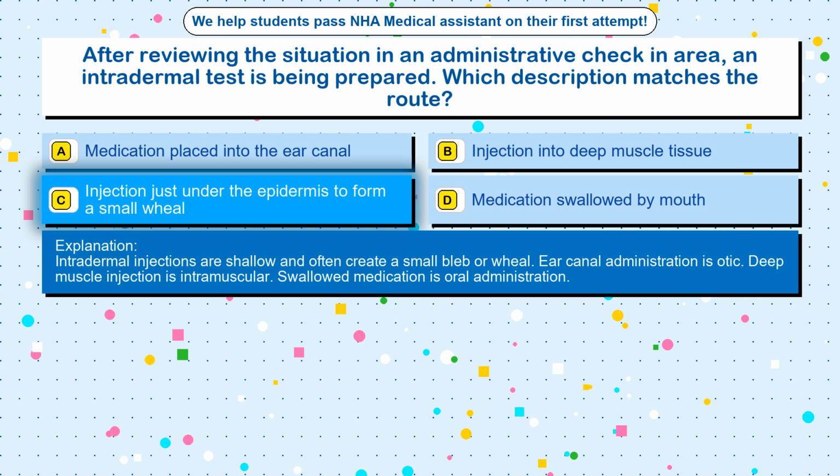Intradermal injections are shallow and often create a small bleb or wheal. Ear canal administration is otic. Deep muscle injection is intramuscular. Swallowed medication is oral administration.